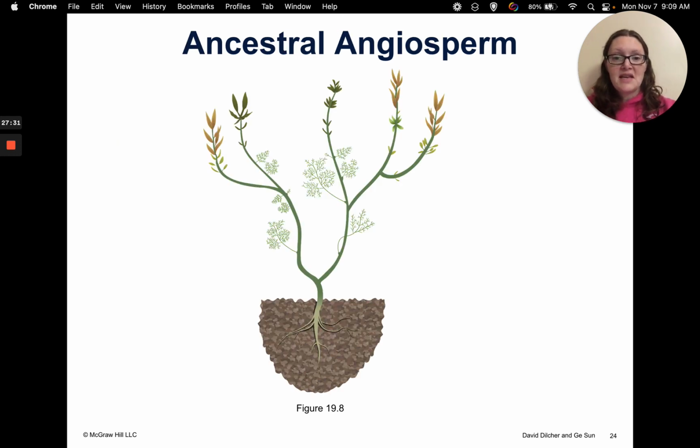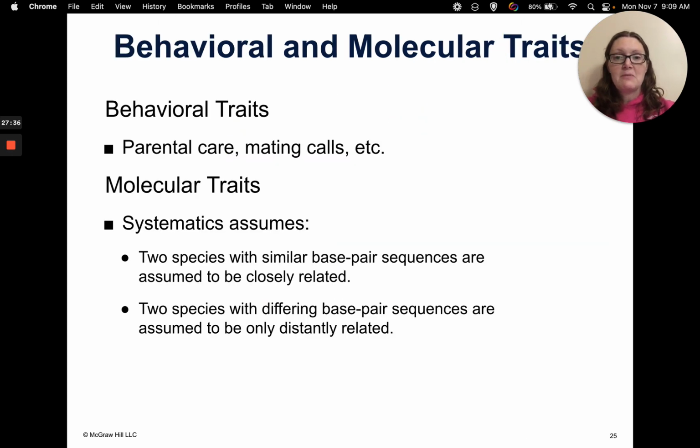So here we can see an angiosperm and an ancestral one, what it looks like. And then we've also got some behavioral traits which can be taken into account when trying to classify organisms: parental care, mating call, mating seasons. Then molecular traits. Two species with similar base pairs are assumed to be closely related. Two species with differing base pairs are assumed to be only distantly related. So looking at the genetics, the closer the genetic history, the more likely it is for an organism to be related.